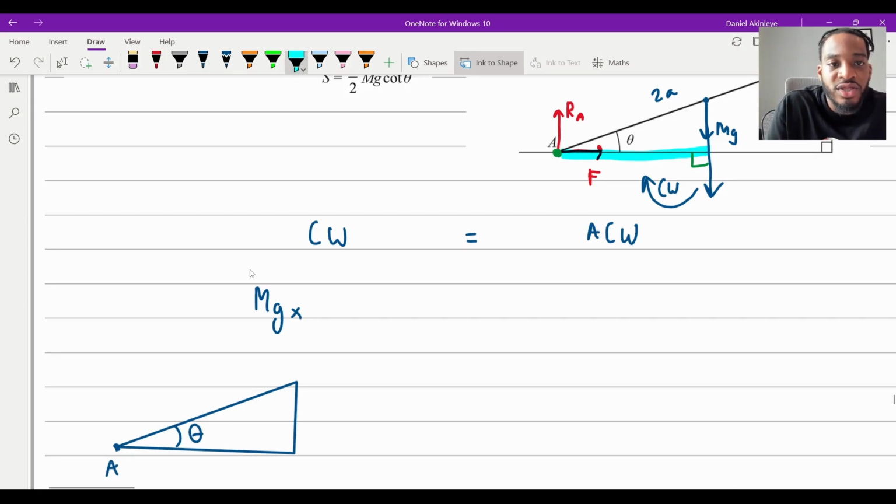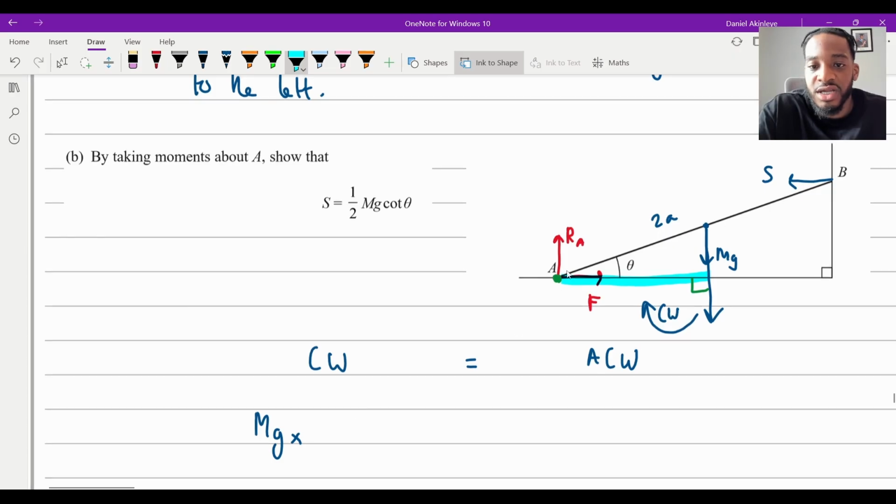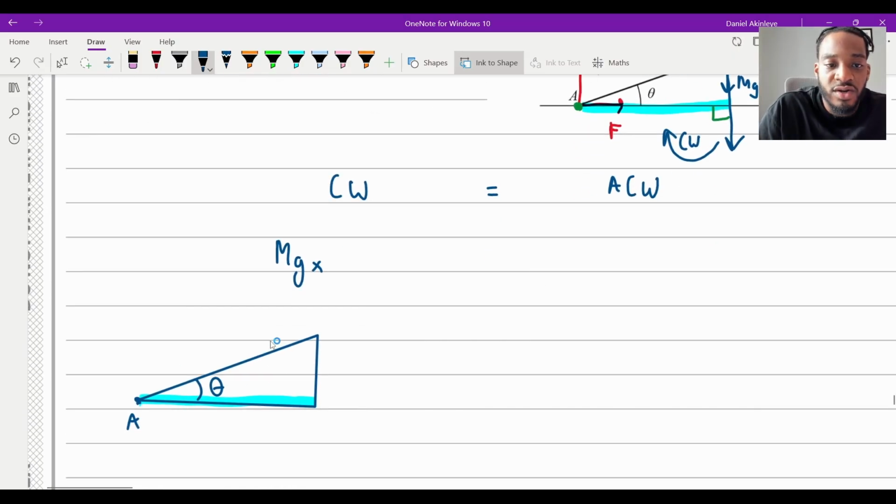And I need to work out what this distance is right here. Now remember, they've told us that this entire distance A to B is 2A. So this distance here, if I call this, for example, X, A to X is just going to be half of 2A, which is just going to be A. So now we have everything we need.